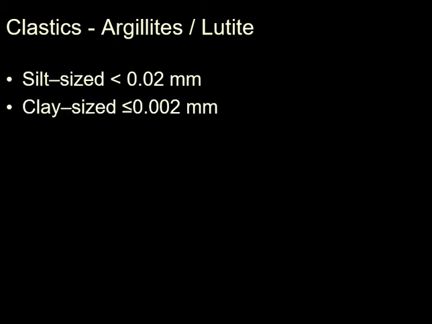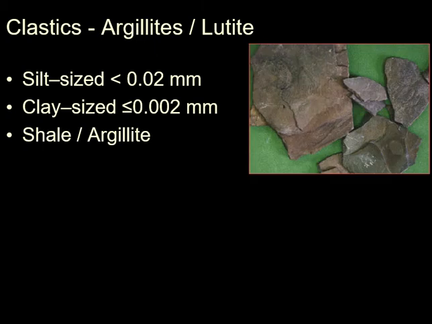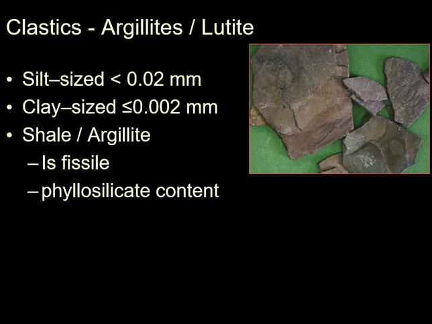So argillites, sometimes called lutites, are made somewhat of clay. Argillite is clay. So if you think silt size is less than 0.02 and clay size is about 0.02. So shale, or argillite, is fissile because it has phyllosilicates in it, or actually real clays.